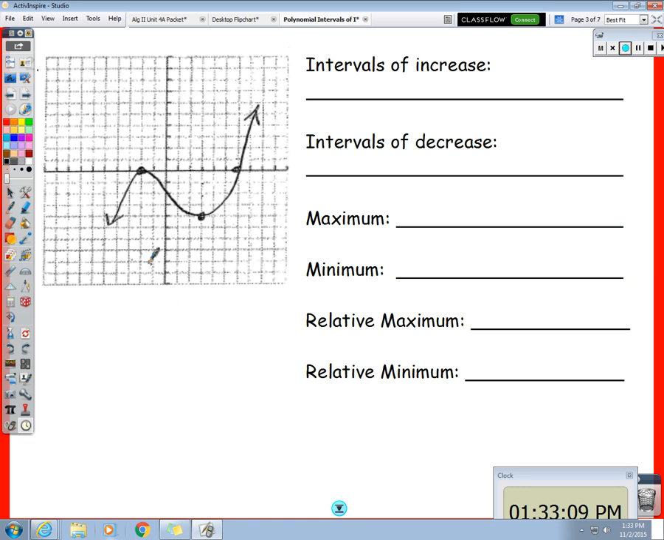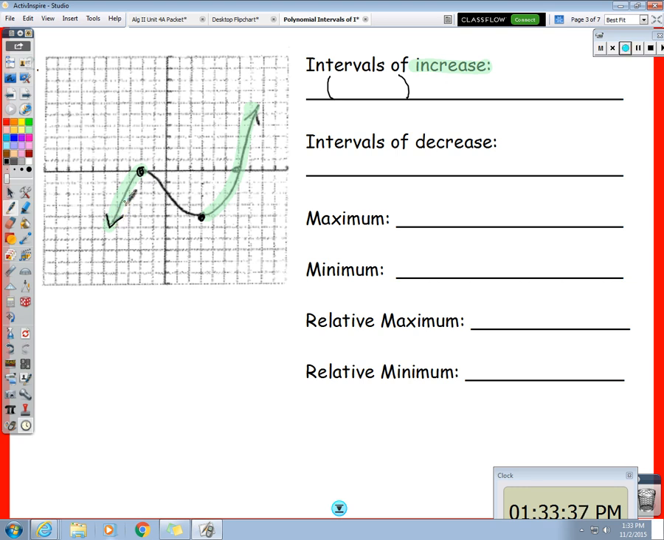Okay, so once again, the first thing I'm going to focus on is the intervals of increase. How many times is that graph increasing? 2. Over here you're going up a hill, and then over here you're going up. Okay, so when I write that over here in interval notation, when did this part start increasing?